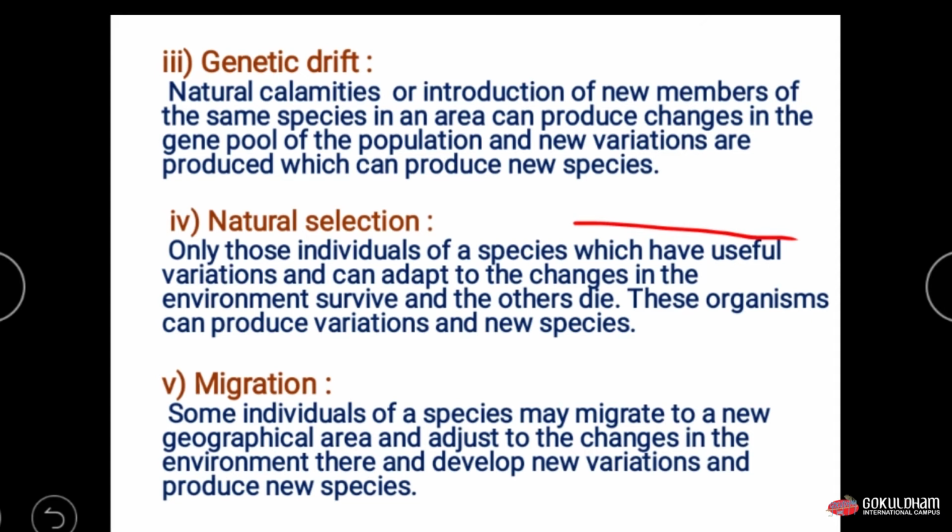Next is migration. Some individuals of species may migrate to new geographical area and adjust to that change in the environment. They produce certain variation, and this variation later produces new species, which means some individuals of species migrate to the new area, and to adapt to that area they will produce certain variation, and this variation leads to formation of new species.